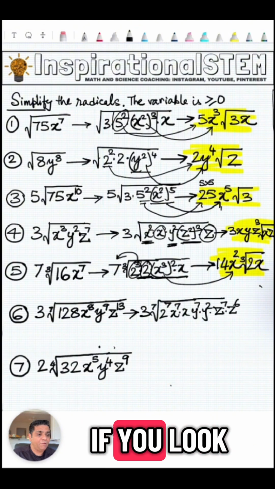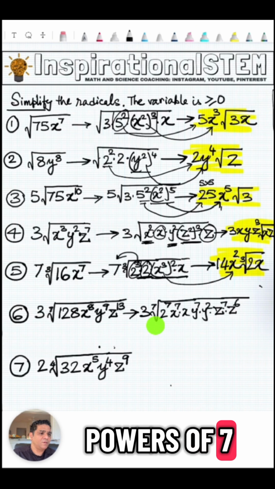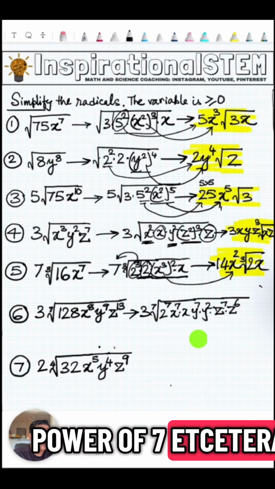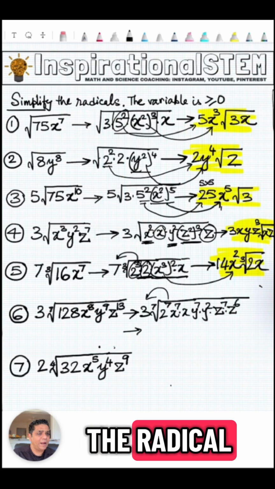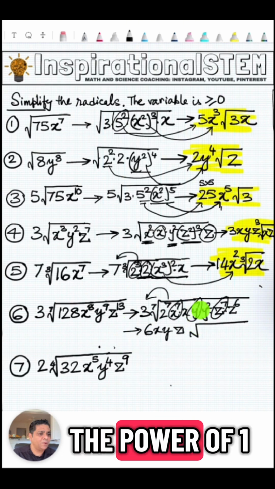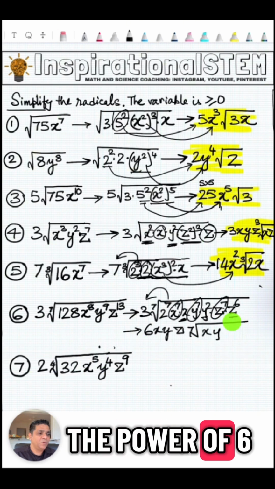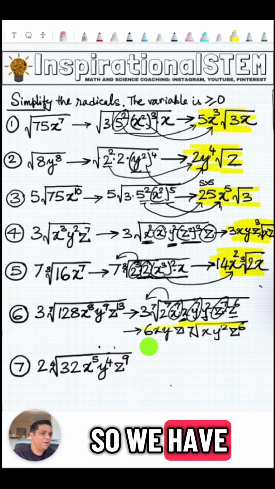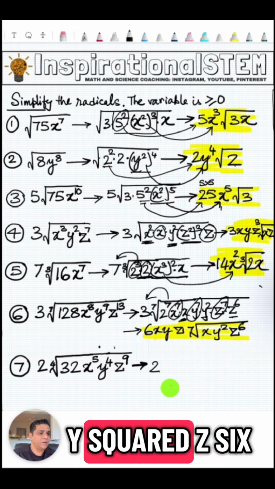Similarly, if you look at the next one, we have the 7th root. So we write everything in powers of 7: 2 to the power 7, x to the power 7, and so on. So you see each to the power of 7 is going to come out of the radical. So 2 to the power 7, the 2 comes out, x to the power 7, the x comes out, y to the power 7, the y comes out, z to the power 7, the z comes out, and then z to the power 6, nothing comes out of there. So we have 6xyz, and the 7th root of whatever is left over, xy squared z to the 6.